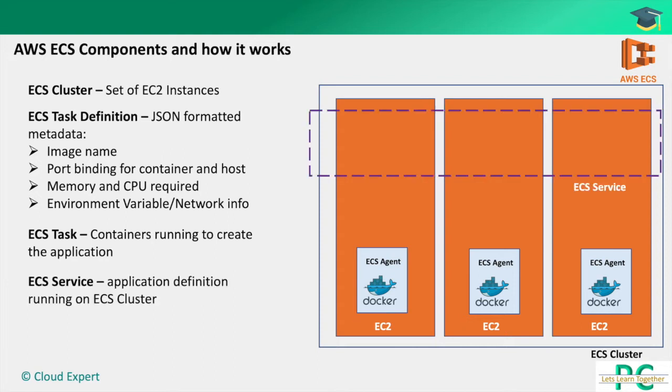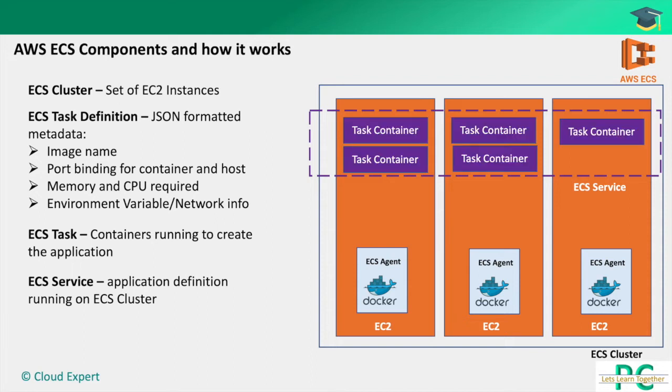Now let's see ECS service. ECS service helps you to define how many tasks you should run and how they should run. ECS service can link with ALB or NLB for load balancing use cases. ECS service enables you to run and maintain a specific number of tasks or instances running simultaneously in your ECS cluster.